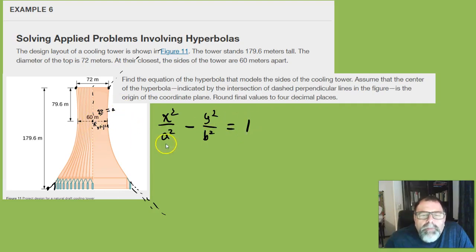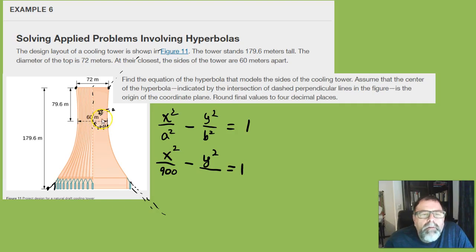And a is 30, so that's x squared over 30 squared, which is 900, minus y squared over b squared. We need to find the equation of the hyperbola, assuming the center is at the origin, and round the final values to 4 decimal places. So b must be a decimal to 4 places. All right, so how do we figure out b?